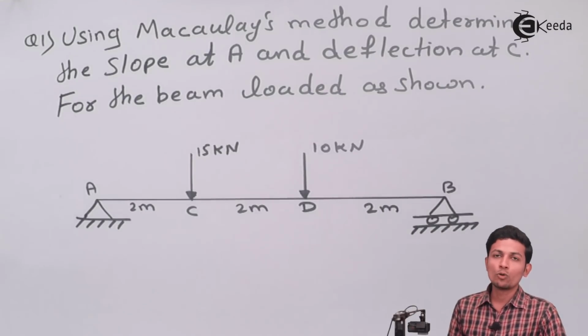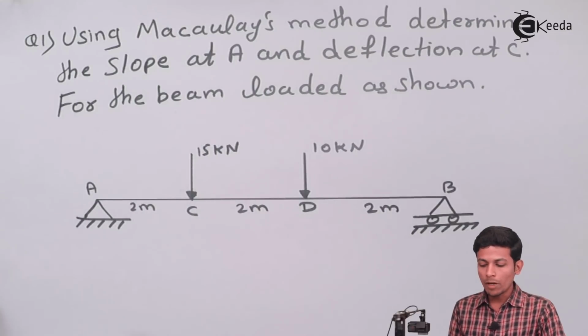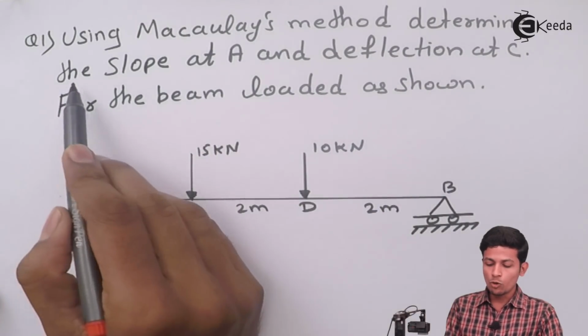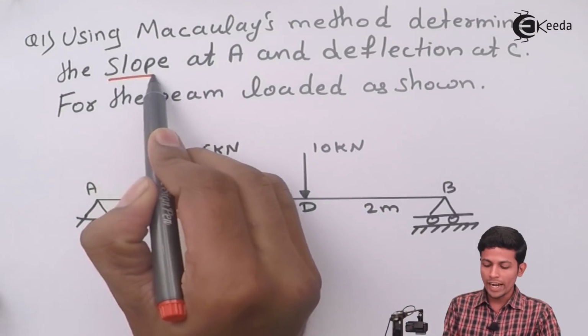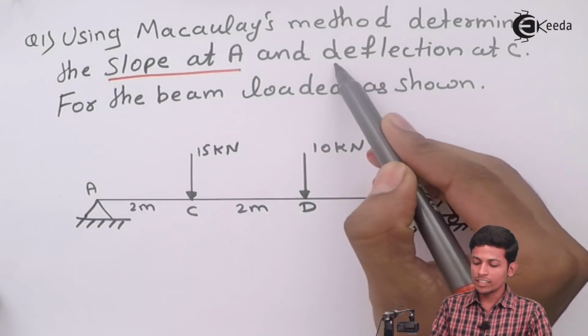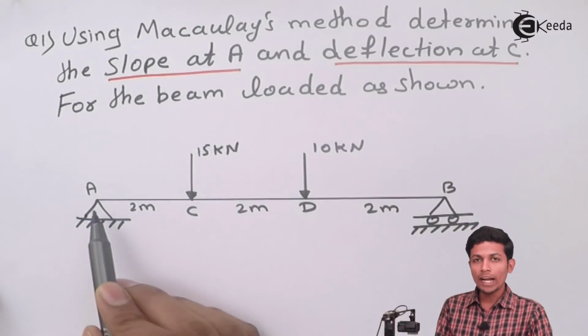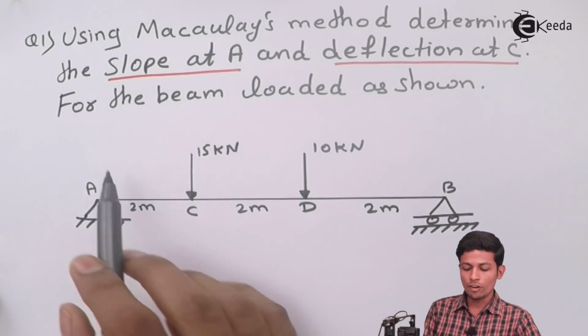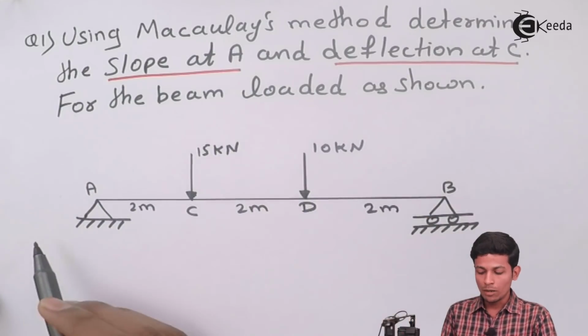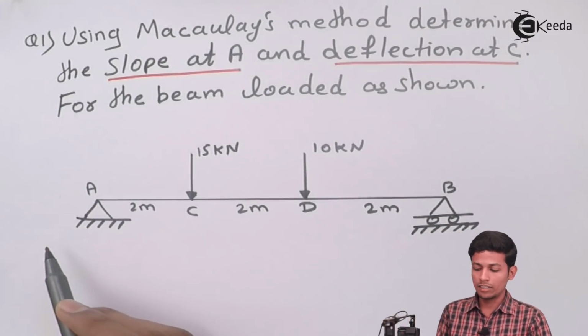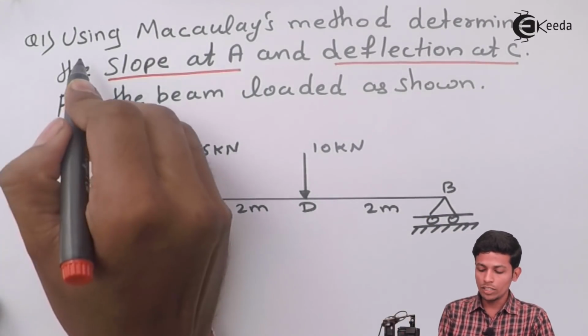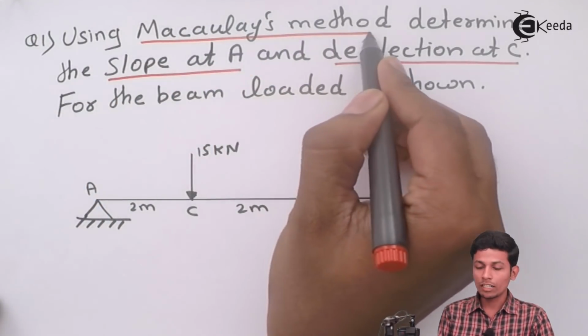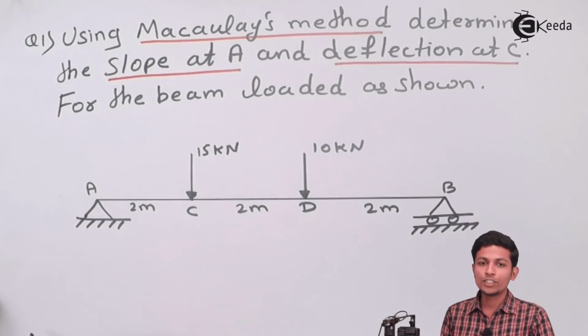Now see friends, this is a question given to you using Macaulay's method. Determine the slope at A and the deflection at C. These two are the unknowns for us for the beam loaded as shown, by using Macaulay's method. Keep in mind the name: Macaulay's method is also known as the double integration method.